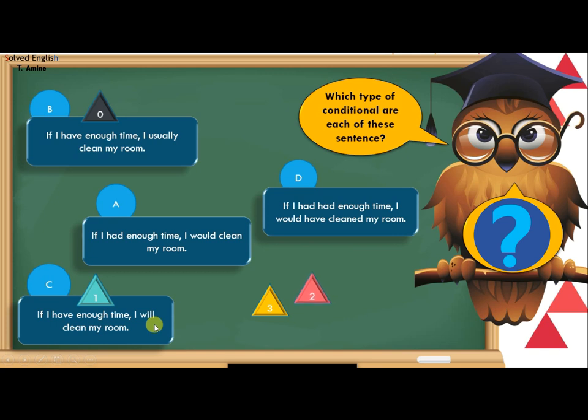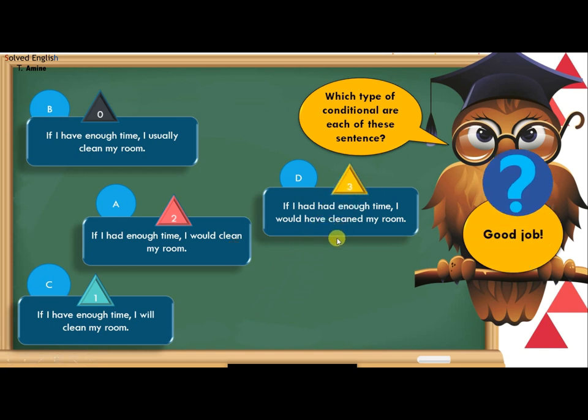For conditional type 2, the correct sentence is A. If I had time, I would clean my room. Because in the first verb, in the if clause, we have the simple past. And in the second verb, which is the result clause, we have would plus the infinitive, I would clean.